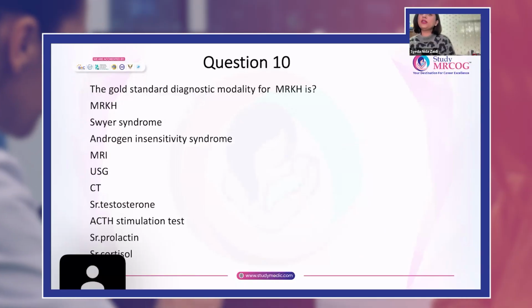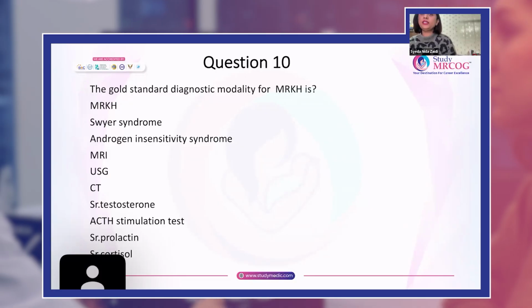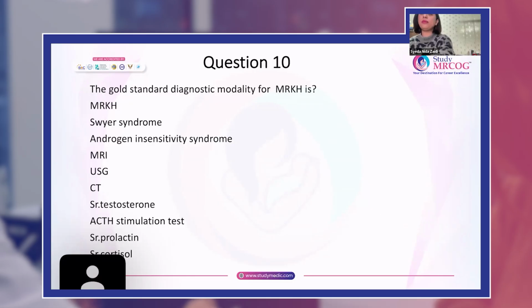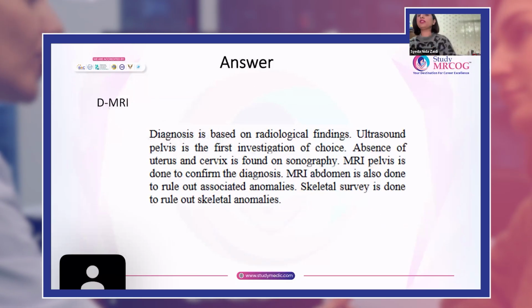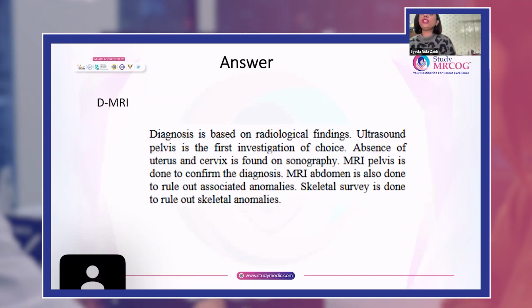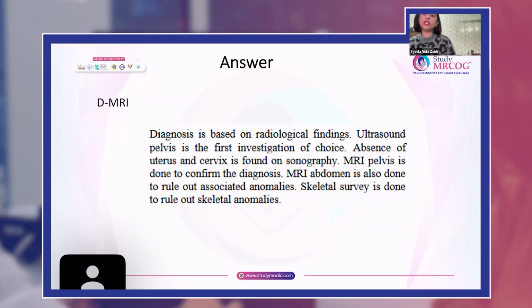All right. The gold standard diagnostic modality for MRKH syndrome, among all the options that have been given, the best option that comes to mind is MRI. And diagnosis is based on radiological findings. So we need to have an MRI to actually see the absence of uterus and cervix.